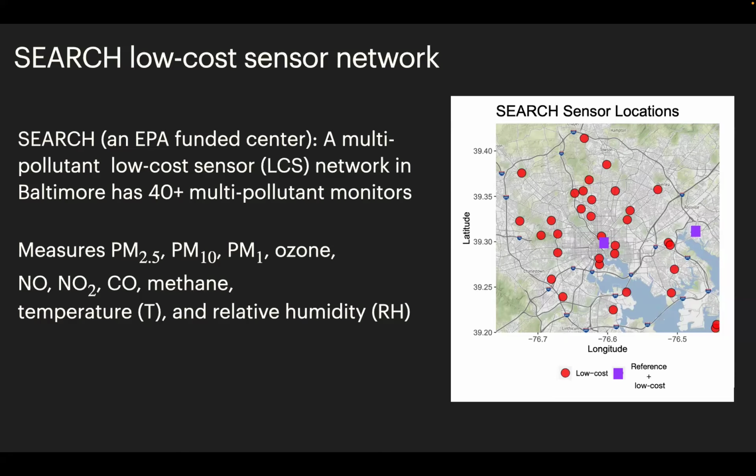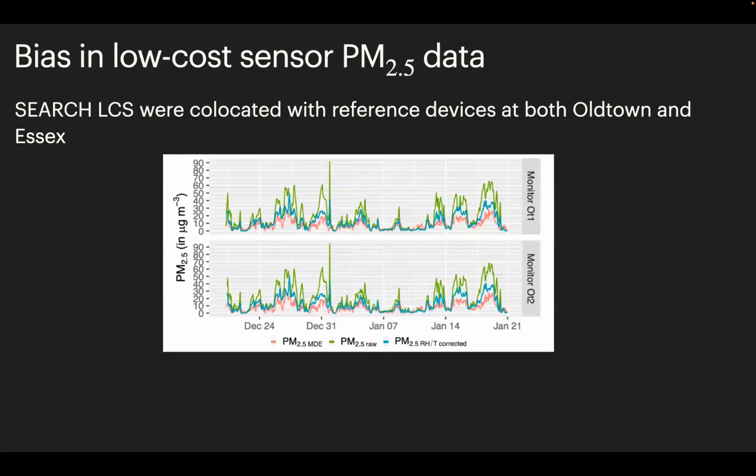The SEARCH sensors measure a bunch of pollutants: fine PM, coarse PM, ozone, NO, NO2, carbon monoxide, methane. They also measure temperature and relative humidity. So we get a lot more measurements from these low-cost sensors. But there is no free lunch. Low-cost sensors are low cost for a reason. If you look at the data quality, you would understand some of the problems of low-cost sensors.